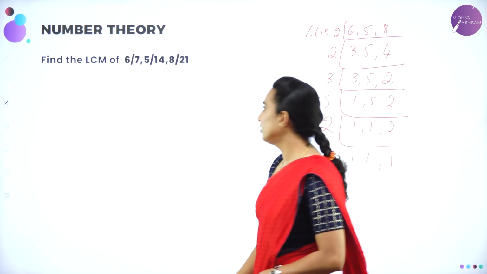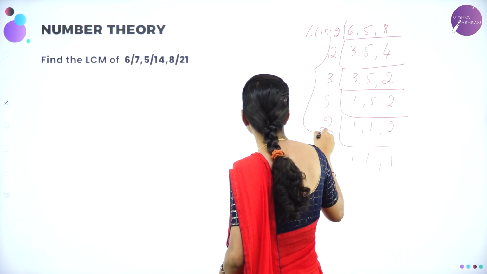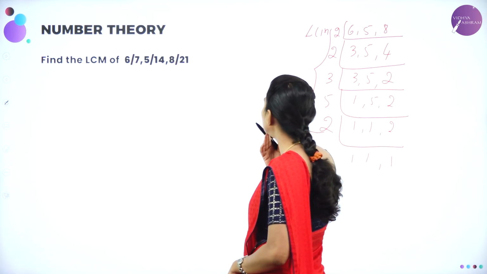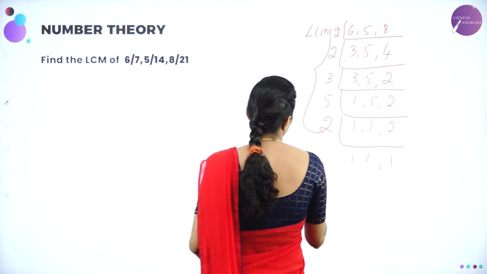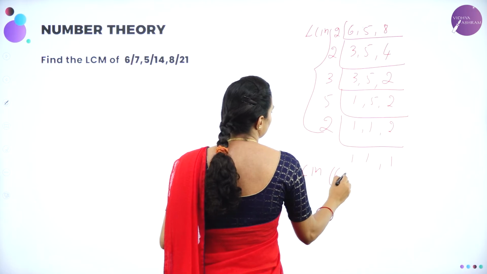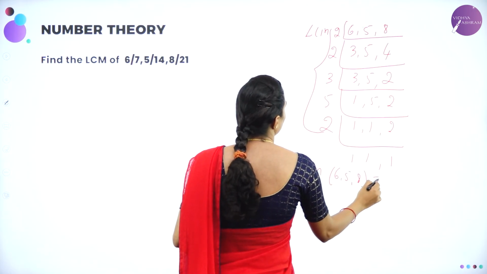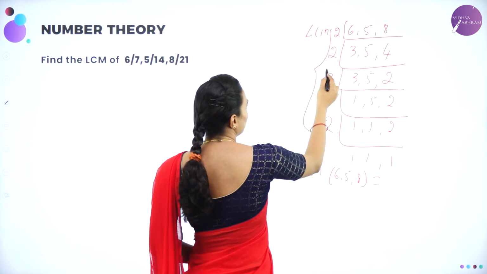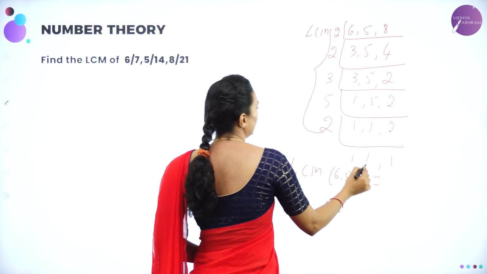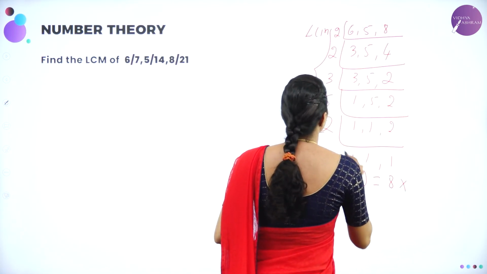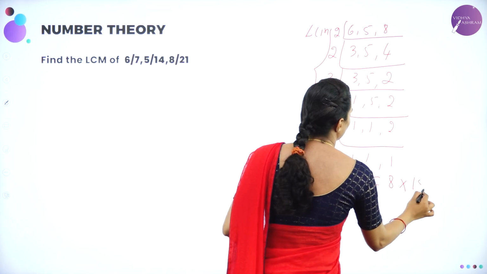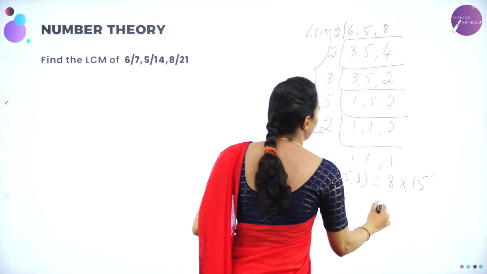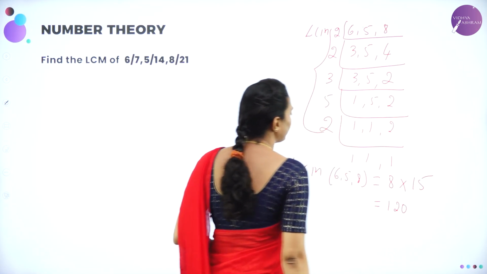Correct? So therefore, this is the multiplication. What is that? 2 into LCM of 6, 5, 8 will be equal to 2 2s are 4, 4 2s are 8. 8 into 5 3s are 15. So the LCM will be equal to 120.